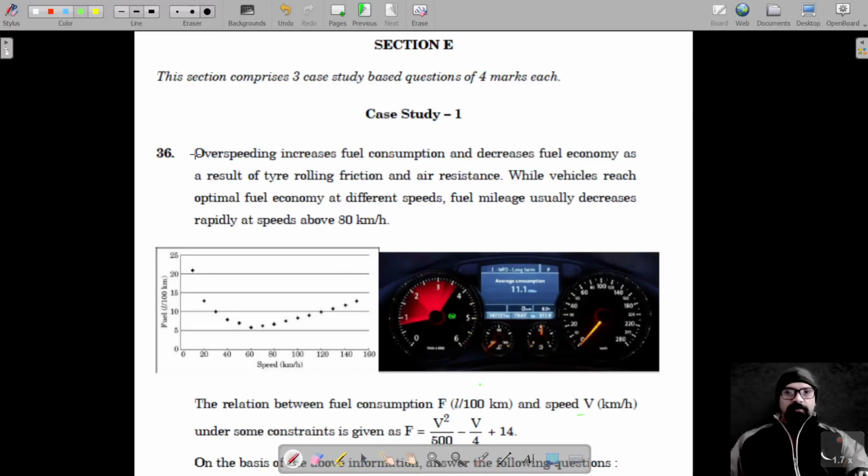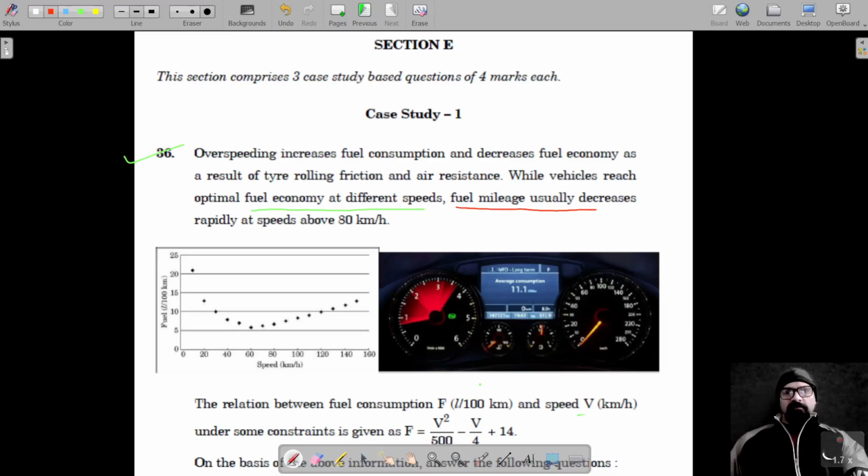Okay, for question number 36, sorry, this is the first case study based question, and it's based on overspeeding, which increases fuel consumption and decreases fuel economy as a result of tire rolling pressure and air resistance. And vehicles reach optimal fuel economy at different speeds.